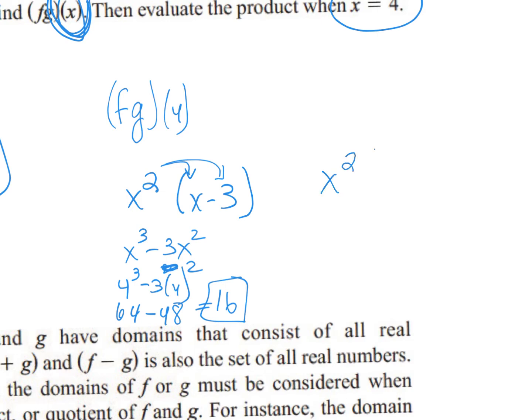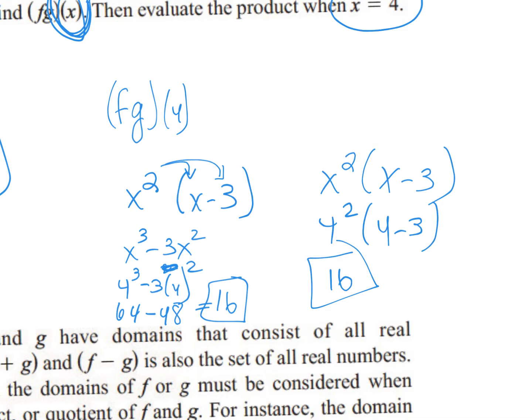If you choose to just evaluate from the get-go, that is fine. You'd have x squared times x minus 3, right? So you have 4 squared times 4 minus 3. What's 4 squared? 16. 16 times 1 is 16, same thing. You can arrive at the same answer. I just think it's cleaner if you combine the two functions first, is all I'm saying. It's my opinion.